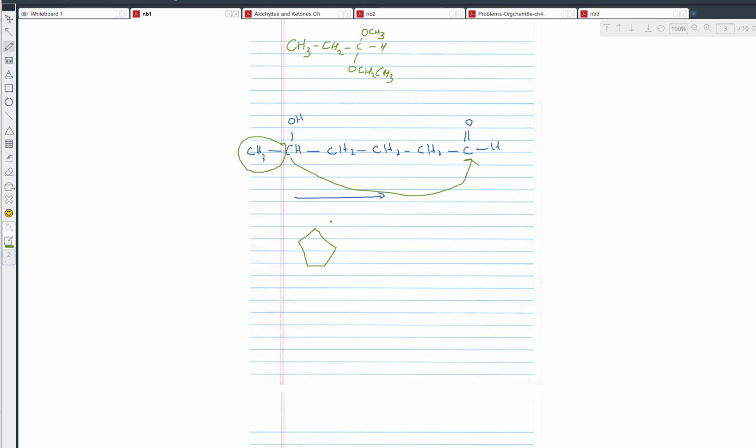I'm just trying to visualize it in my head. If this were the CH3 substituent, let me think. And then here's 1, 2, 3, 4, 5 carbon. But can I just take another look at that?